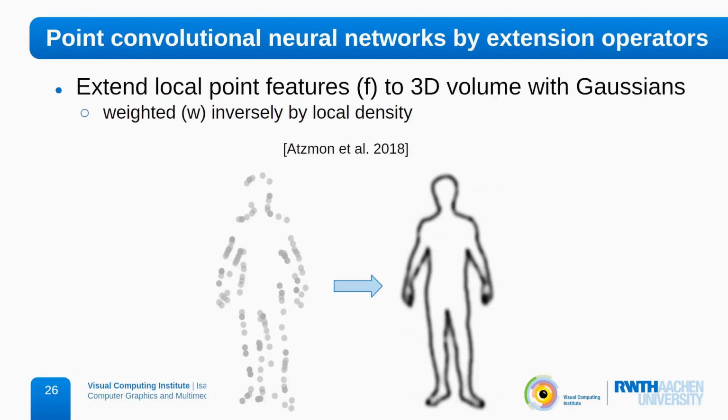A different approach to implementing convolutions on point clouds is to take these sparse and possibly differently sampled points as input and extend them to a continuous function in 3D. And then we can define a convolution operation in this continuous 3D volume, and then map the results back to this sparse input that we have.